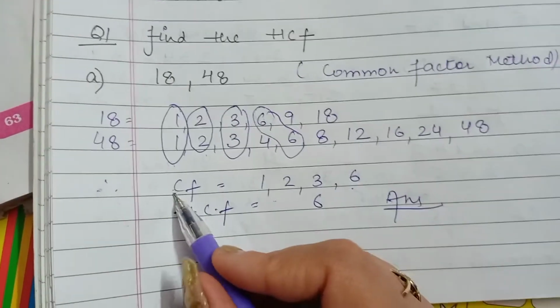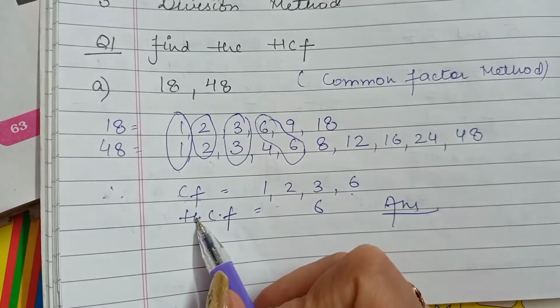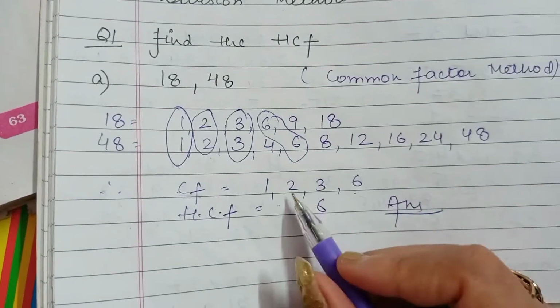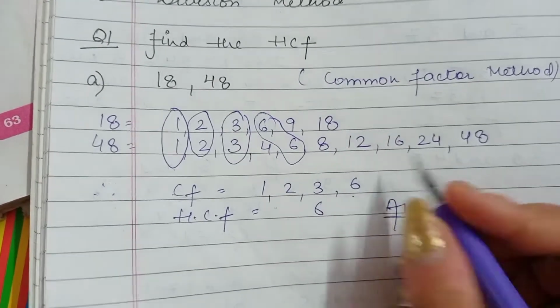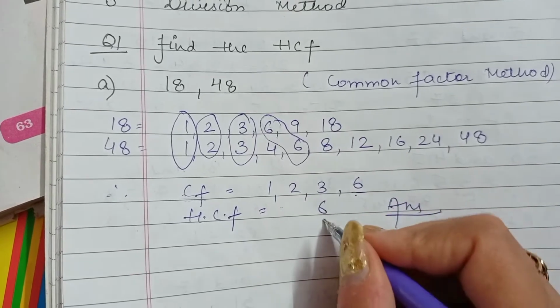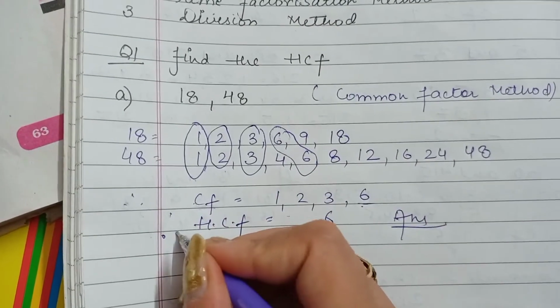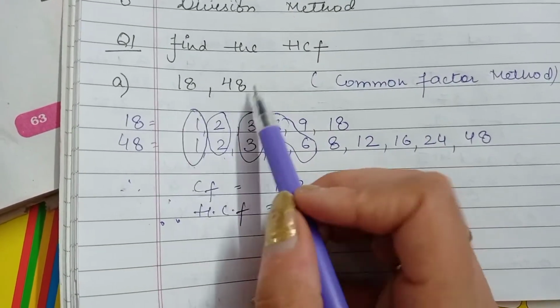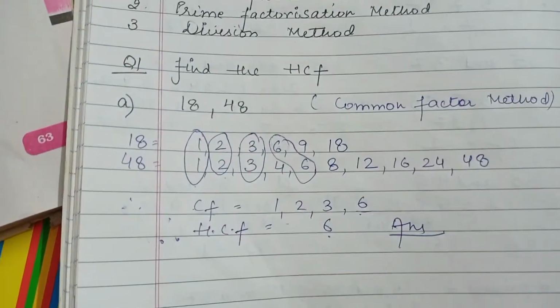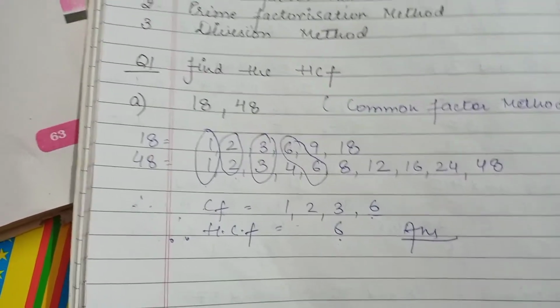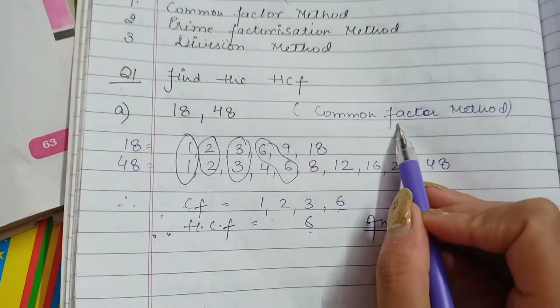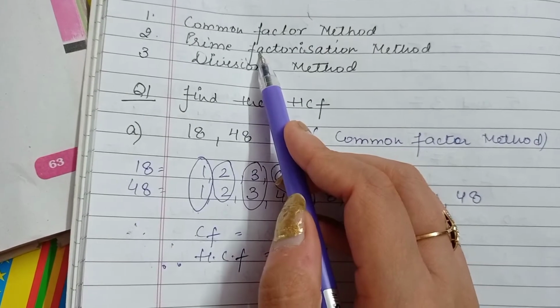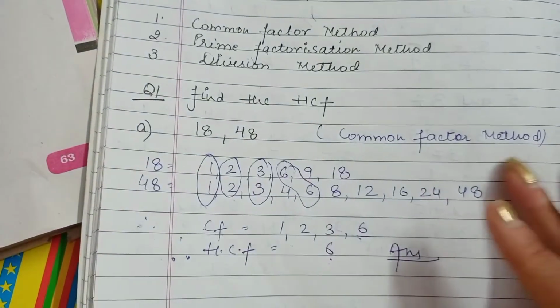Now we are not talking about common factors, we have to find the highest or the greatest one. So among these 4 numbers, which is the greatest number? It is 6. Therefore, our answer will be 6. The highest common factor which can divide both these numbers is 6. So this is question number 1, A part with common factor method. You can also find it with prime factorization as well as division method.